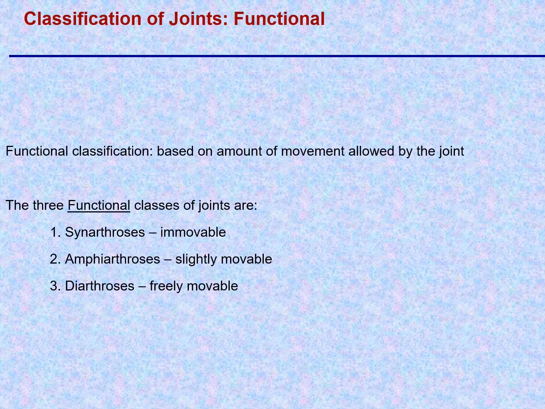The classification of joints can either be done on the basis of function or structural characteristics. In the functional classification, there are three classes: immovable, slightly movable, and freely movable joints. These are synarthroses, amphiarthroses, and diarthroses, and they are all based on the amount of movement allowed by the joints. So syn, amphi, and diarthroses.